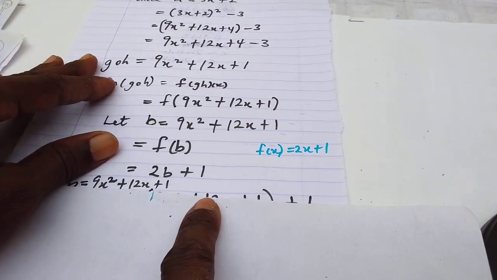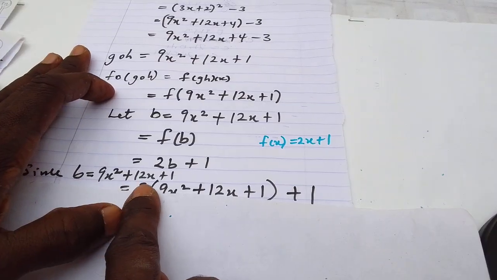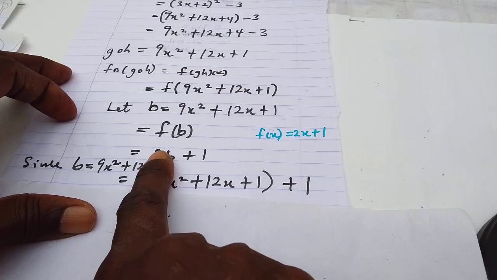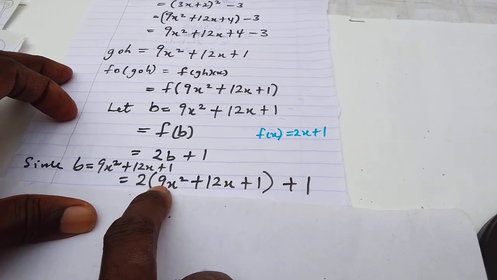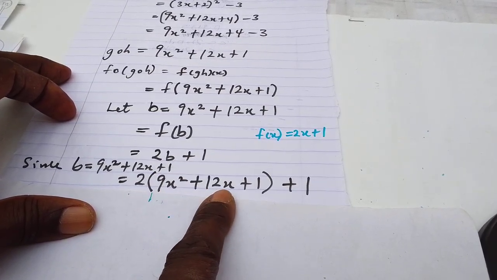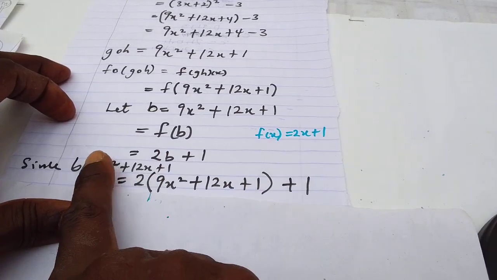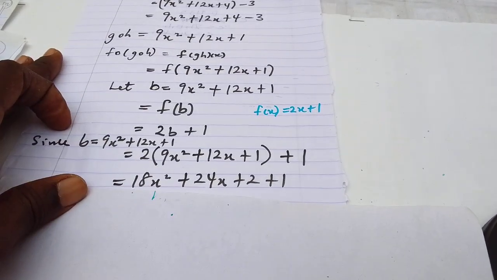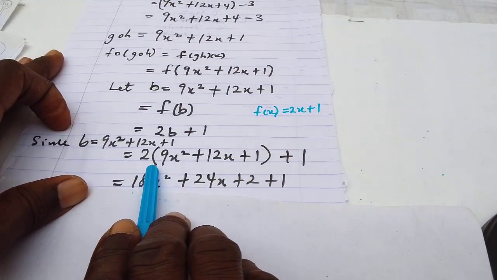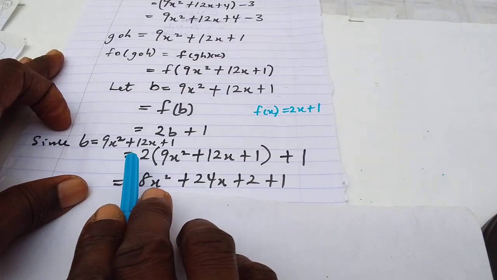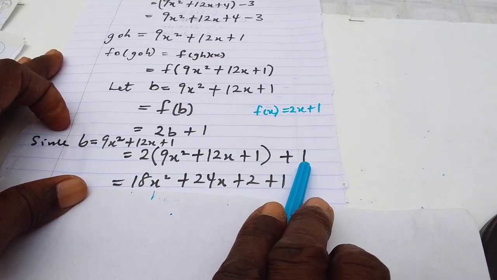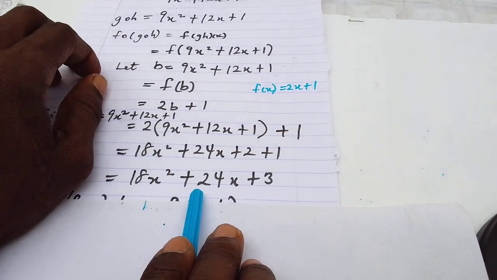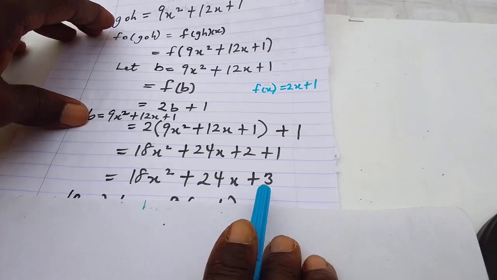So now since you know that your b is 9x squared plus 12x plus 1, when you substitute into this equation, that will give us 2 into bracket 9x squared plus 12x plus 1, since your b is this, then plus this one. Expand. 2 times 9x squared will give us 18x squared. 2 times 12x will give us plus 24x. 2 times 1 will give us plus 2. Then plus this one. So when you simplify, you are going to get 18x squared plus 24x plus 3.